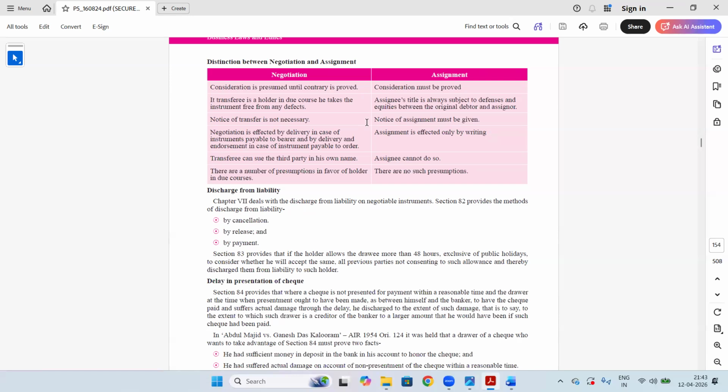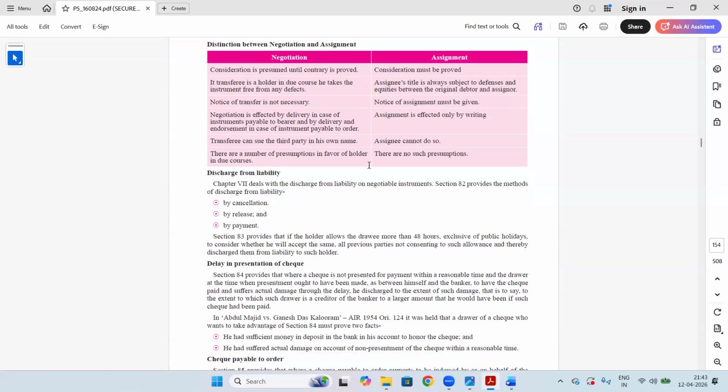Negotiation is effected by delivery in case of an instrument payable to bearer, and by delivery and endorsement in case of an instrument payable to order. Assignment is effected only in writing. The transferee can sue the third party in his own name in case of a negotiation, whereas in case of an assignee, he cannot sue a third party. In case of a negotiation, there are a number of presumptions in favor of the holder in due course. There is no presumption in case of assignment.